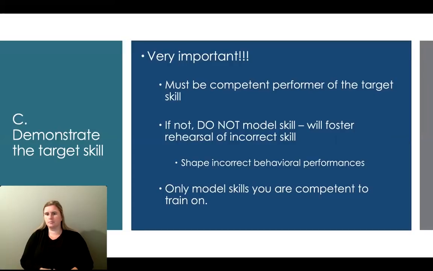In some cases, this is probably one of the components that is not accounted for. We assume that we know the correct implementation of certain practices. However, we are not able to competently perform those specific practices to fidelity, thus, of course, misguiding the behavior of our paraeducators. So make sure that you're a competent performer and that you have the adequate training to demonstrate the skill and also train on the skill.